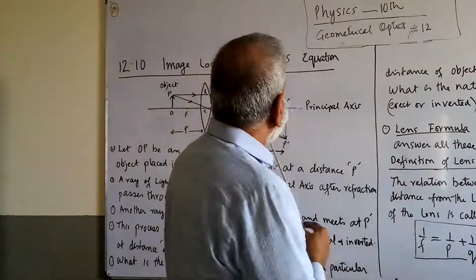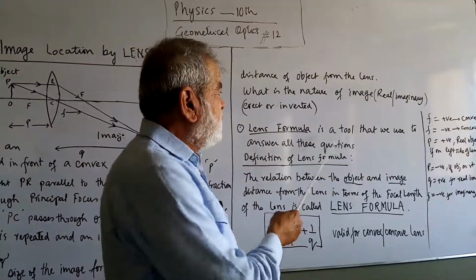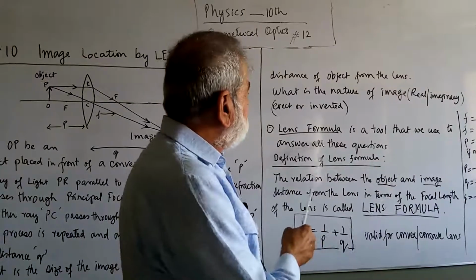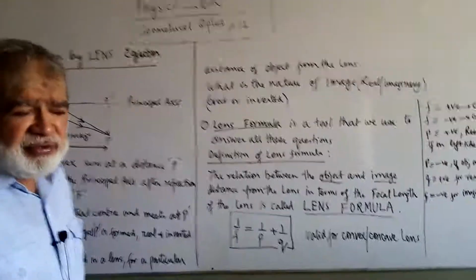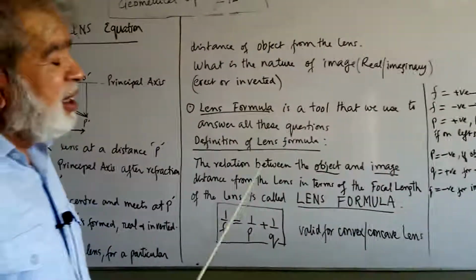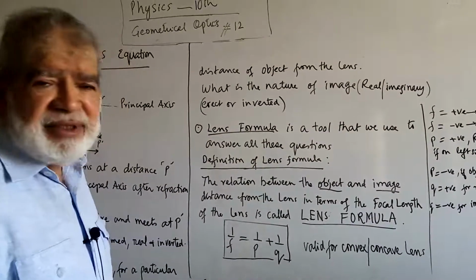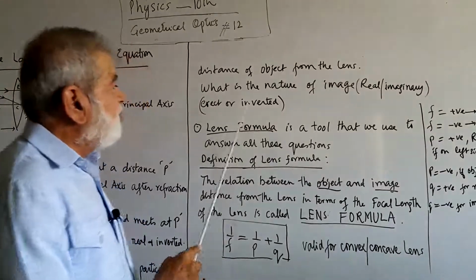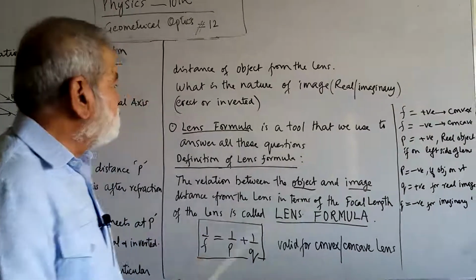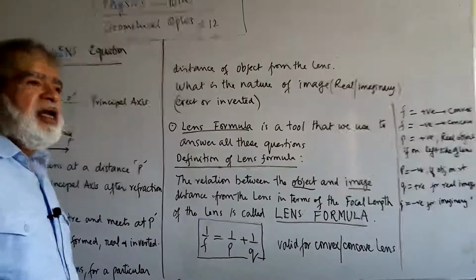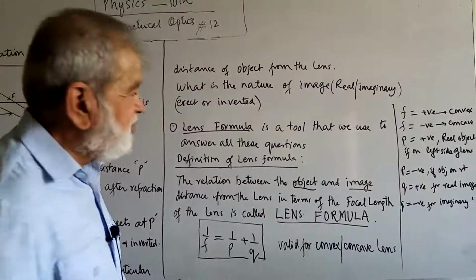What is the lens equation or the lens formula? The lens formula is a tool that we use to answer all these questions about the nature of the image, or if you want to find the distance of the object from the lens, the distance of the image from the lens, or the focal length. Any of these three variables can be found with the help of the lens formula.